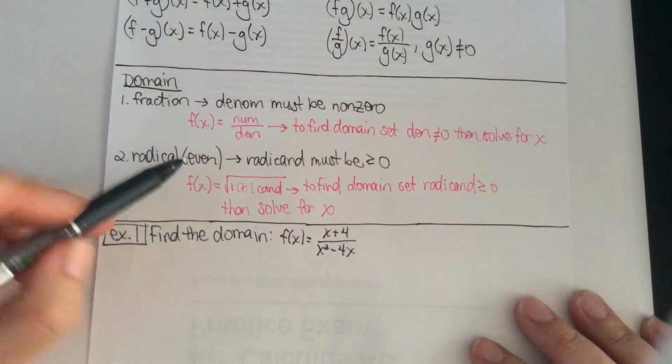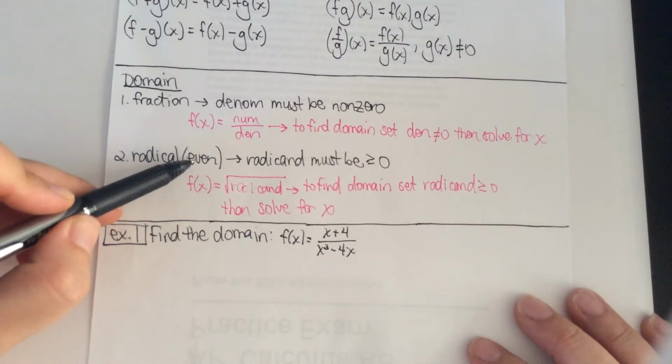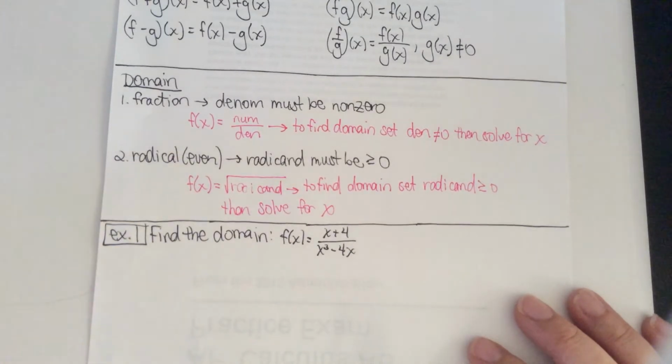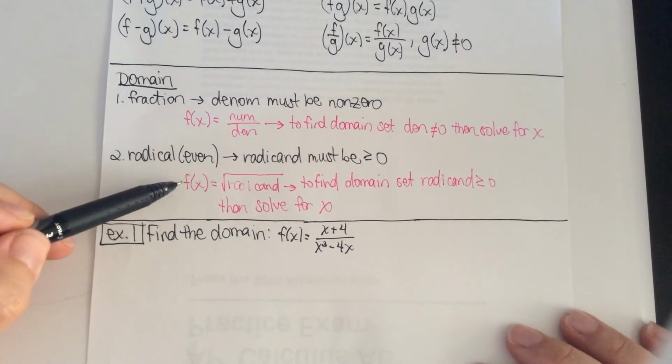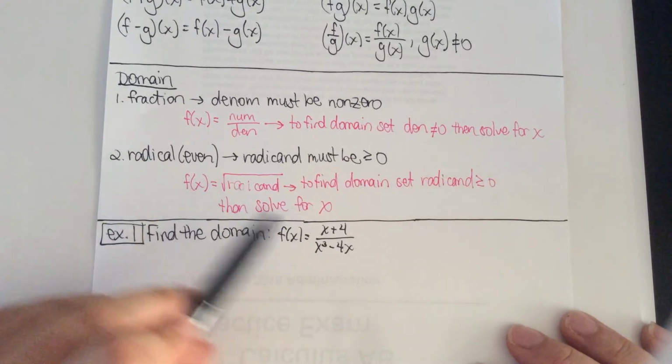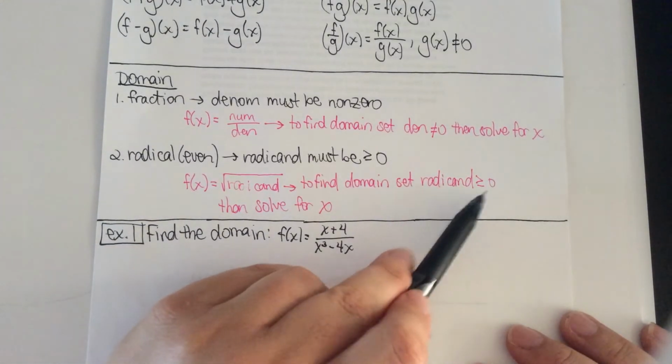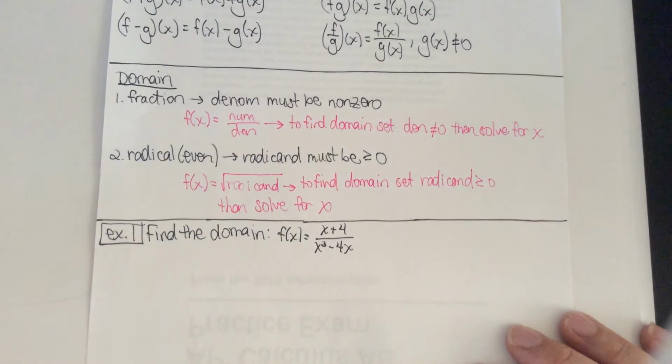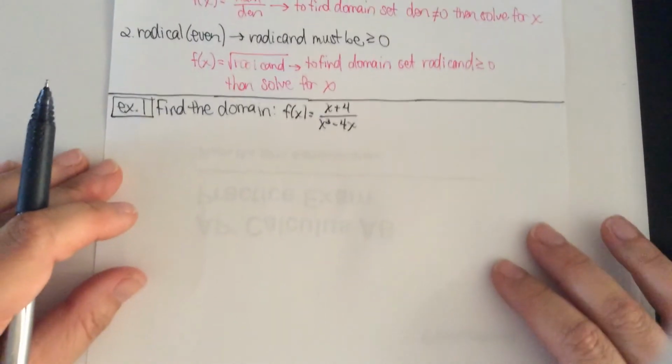And again, this would be a nice spot to pause and write root index if you want to remember some terminology. Okay? So if I'm given a function that looks like this, the radicand is under the root, square root, or whatever the root is. To find the domain, we set that radicand greater than or equal to 0 and then solve for x. Okay, so let's look at an example.